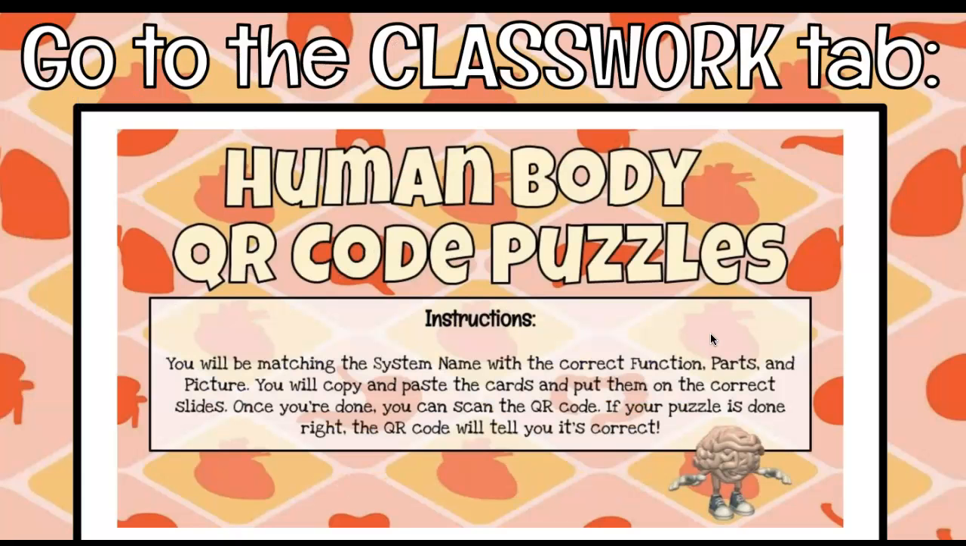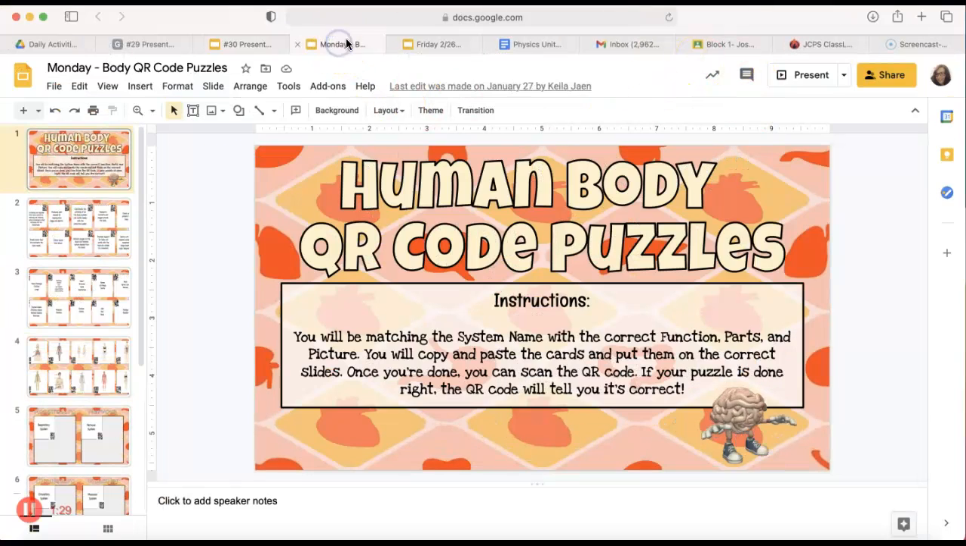So under the classwork tab for today, you'll be able to find your human body QR code puzzles. Your instructions have you matching the system name with its function. Then you have to find the right parts of that system, and then you have to find the correct picture of that system. So all you're going to be doing is copying and pasting the cards and then putting them on the correct slides. And once you're done, it'll create a little QR code in the middle, and you can scan it, and if it's right, the QR code will tell you that your body system is correct. Okay? So I'm going to switch out of this presentation and hop into the QR code presentation just so you guys can see what it looks like.